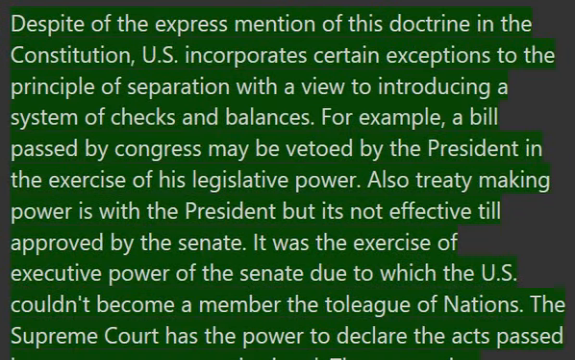Despite the express mention of this doctrine in the Constitution, the U.S. incorporates certain exceptions to the principle of separation with a view to introducing a system of checks and balances. For example, a bill passed by Congress may be vetoed by the President in the exercise of his legislative power. Also, treaty-making power is with the President, but it's not effective till approved by the Senate. It was the exercise of executive power by the Senate due to which the U.S. couldn't become a member of the League of Nations. The Supreme Court has the power to declare the acts passed by Congress as unconstitutional. There are other functions of an organ which are also used by others.